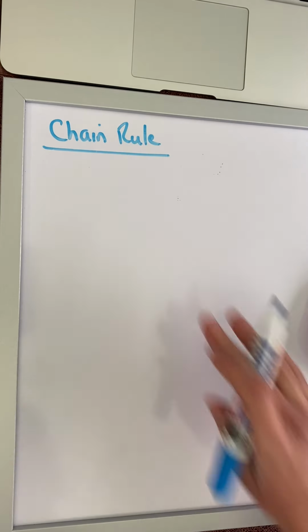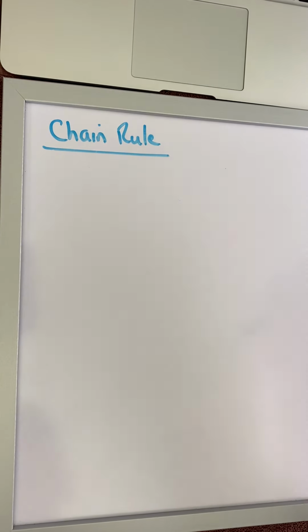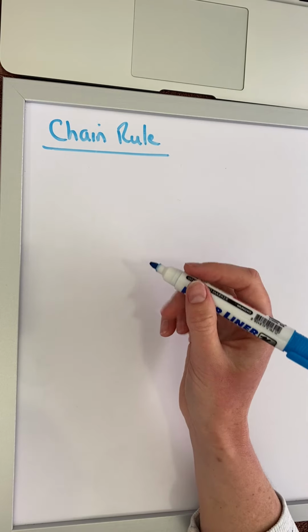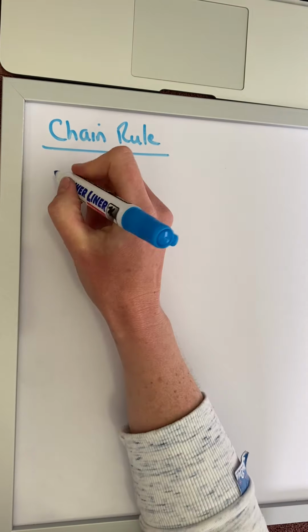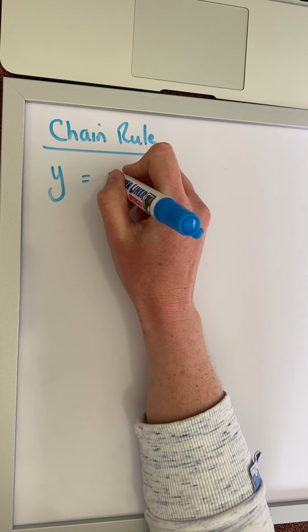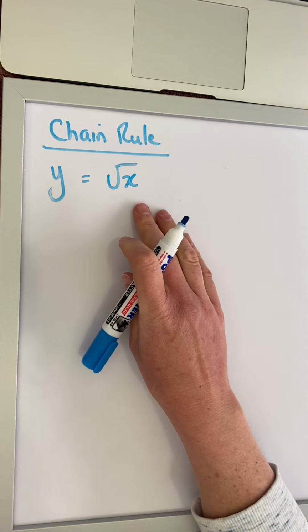Okay, in this video, we're going to look at the third rule, the chain rule. Before we go looking at that, however, we just need to touch on a couple of things that may come up in the questions. So first of all, how to deal with a square root sign in differentiation.